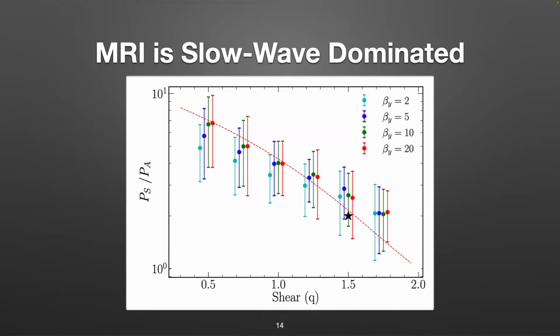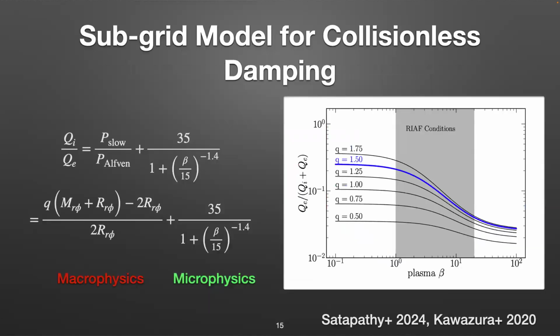MRI is slow wave dominated. Now, what does this mean? Remember that I motivated this talk by saying that we have to take something from the left end of the power spectrum and put it back into the right end, which is where the ion and electron heating is determined. This can be done using microphysical studies, and people have done it. And it turns out that the ion to electron heating ratio can be written as a formula.